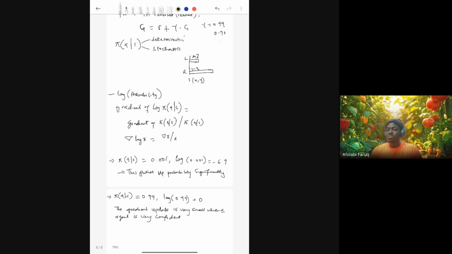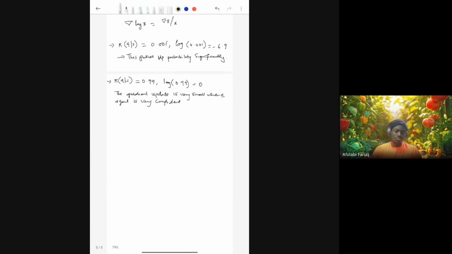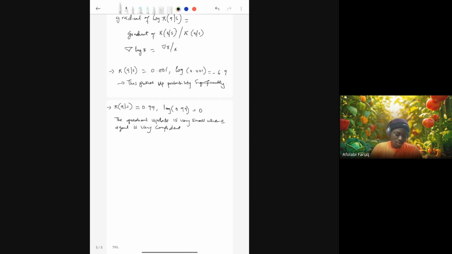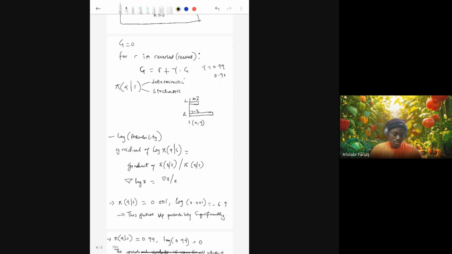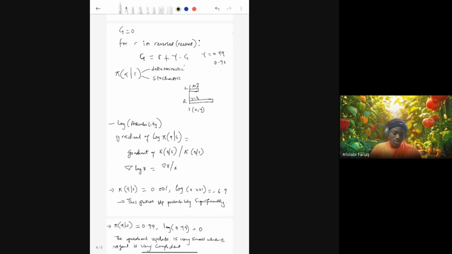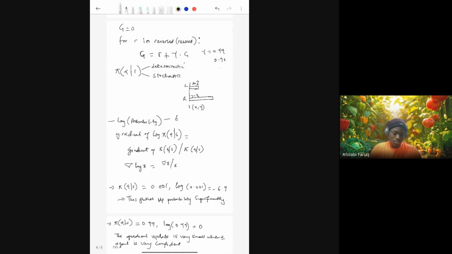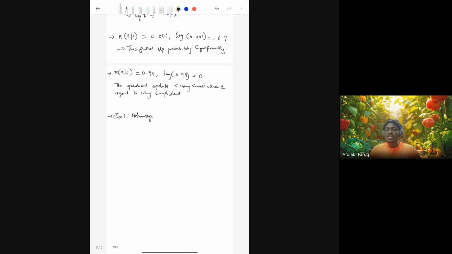Okay, so now the third equation we are going to be looking at is the advantage. Equation 3 is the advantage. This was equation 2. Now equation 3 is the advantage. Now, when we talk about advantage, what does it mean?